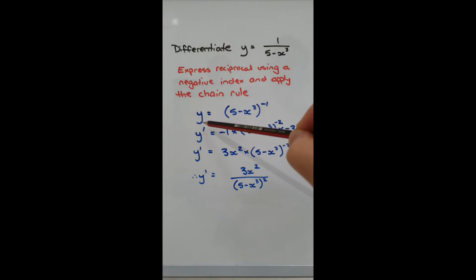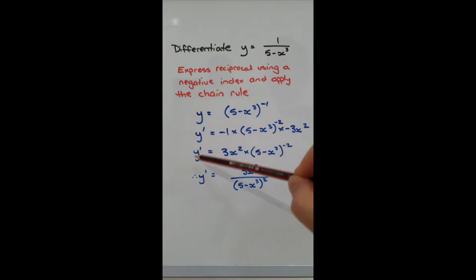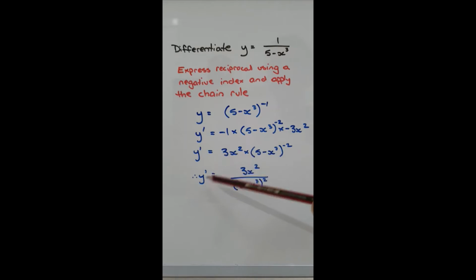So y dash, the first derivative, is equal to negative 1 multiplied by (5 minus x cubed) all to the power of negative 2 multiplied by the derivative of the inner function, which is negative 3x squared. Now simplifying this product, we have y dash is equal to 3x squared multiplied by (5 minus x cubed) all to the power of negative 2. Then expressing the derivative as a fraction, we have y dash is equal to 3x squared over (5 minus x cubed) all squared.